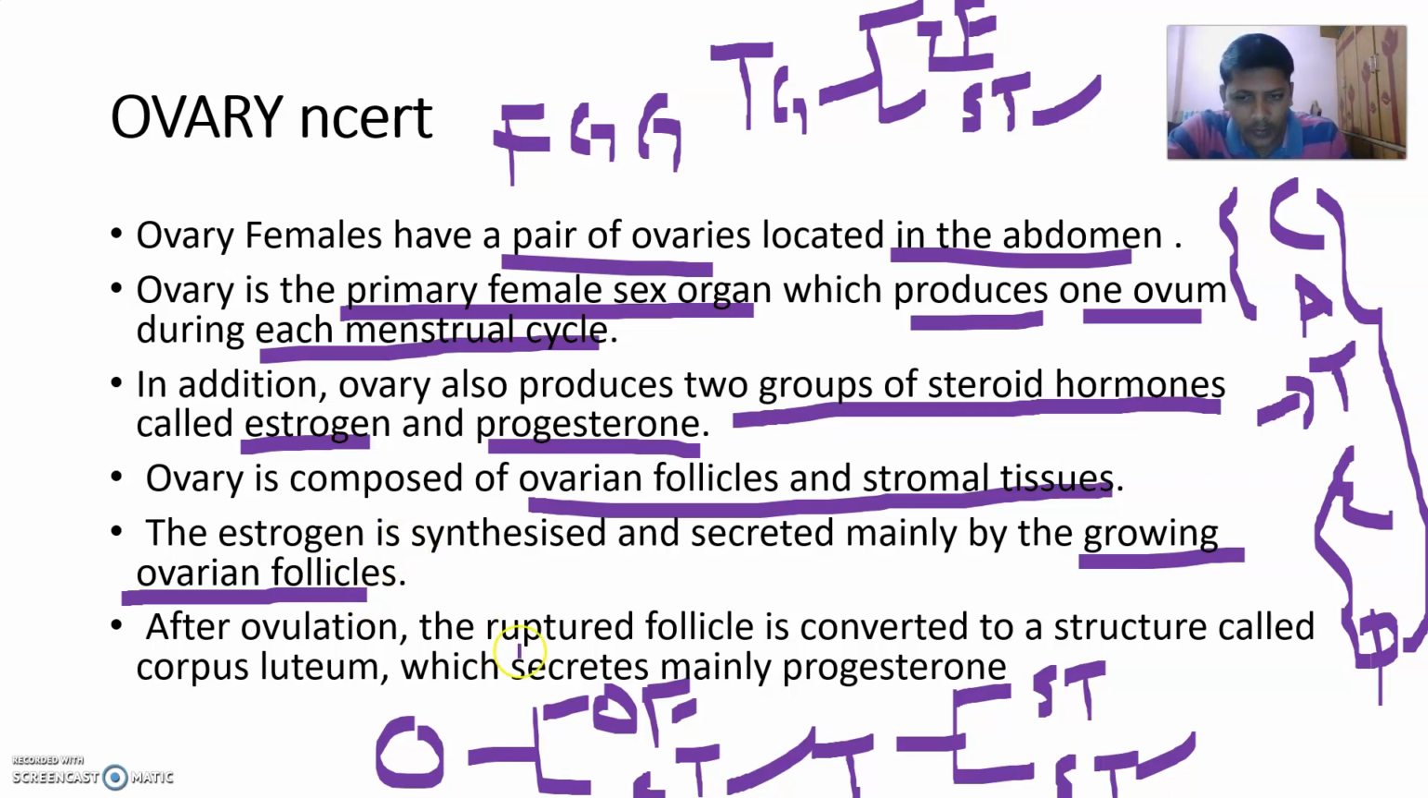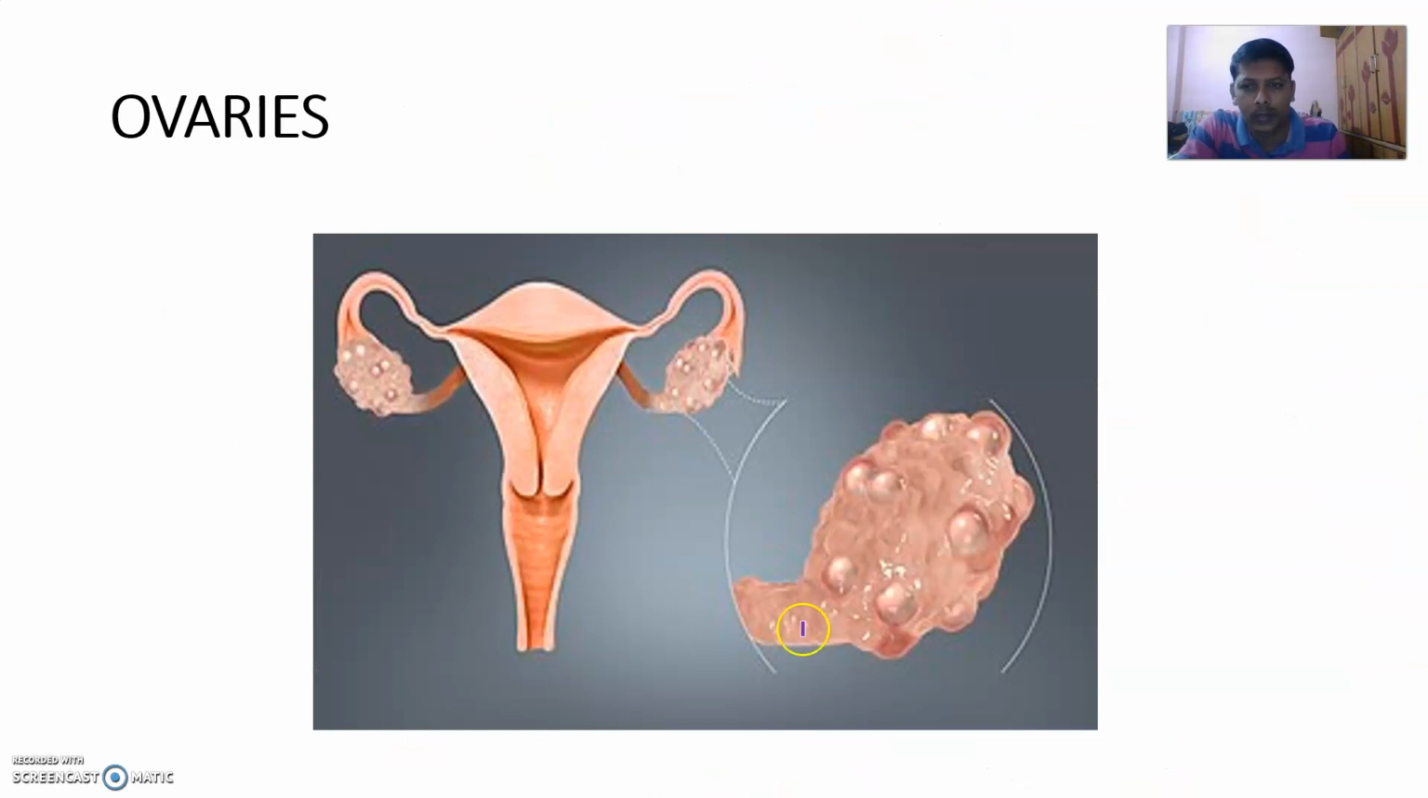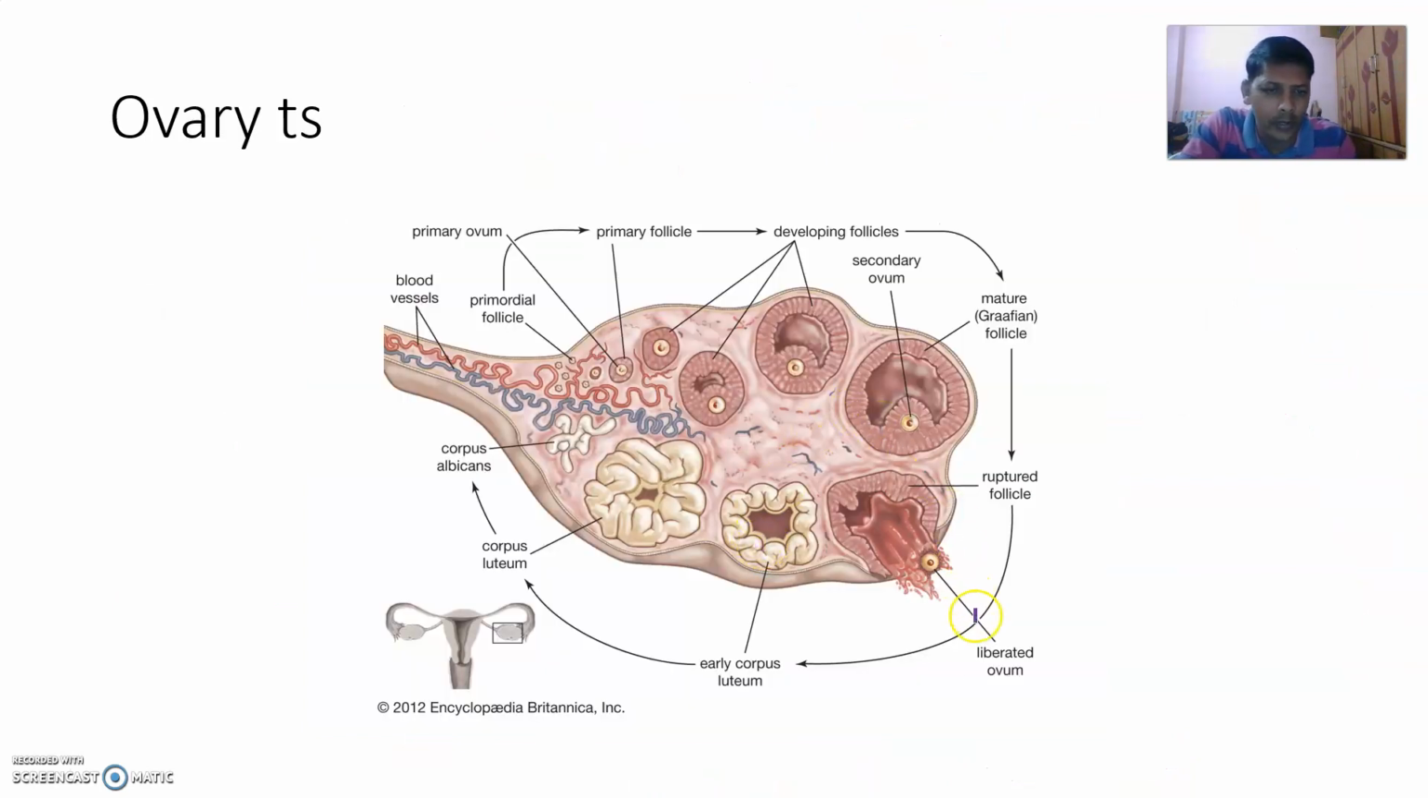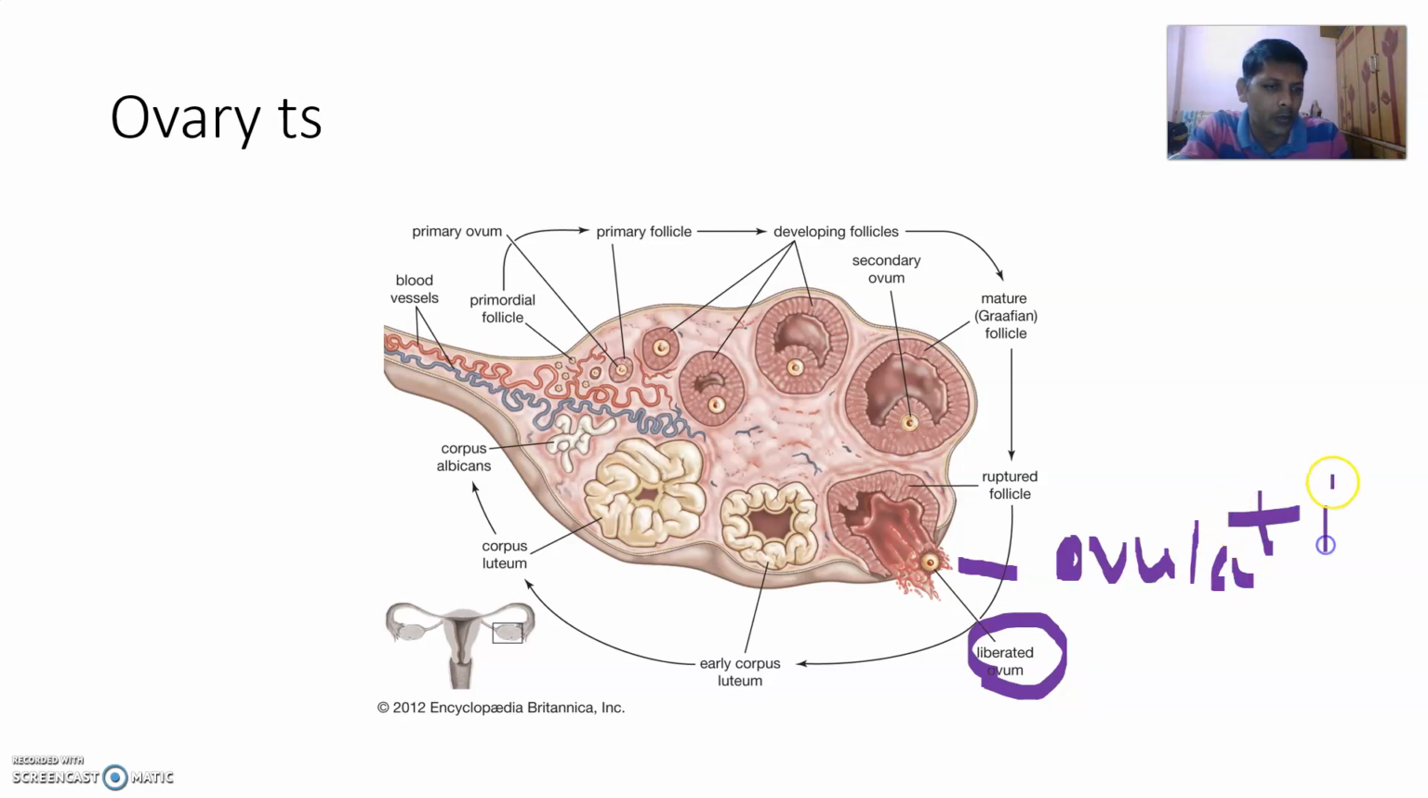After ovulation, you can observe here the liberated ovum. That means ovulation is taking place here. Ovulation means discharge of the ovum, or secondary oocyte, from the ovary. It is called ovulation, discharge, release.